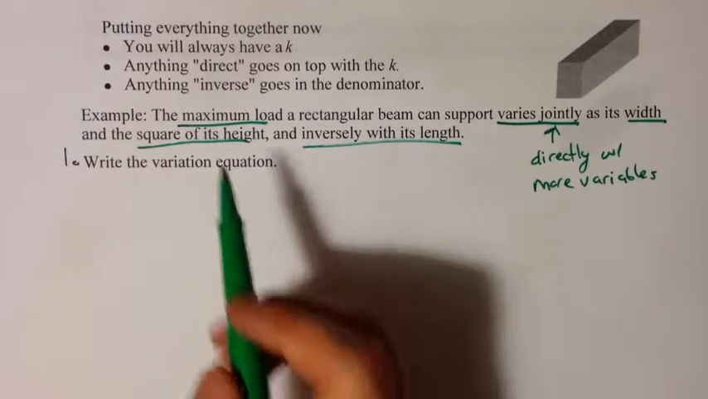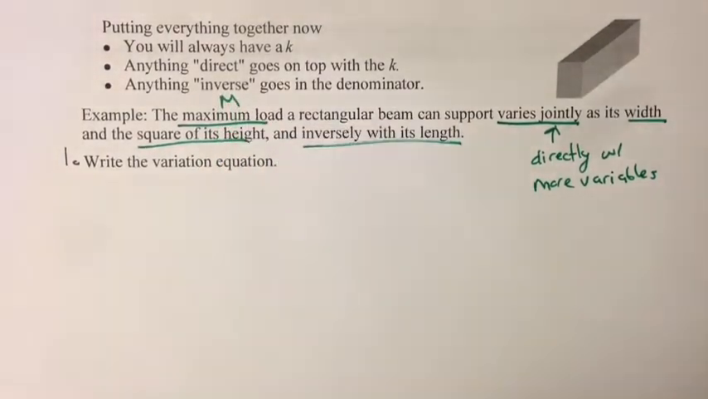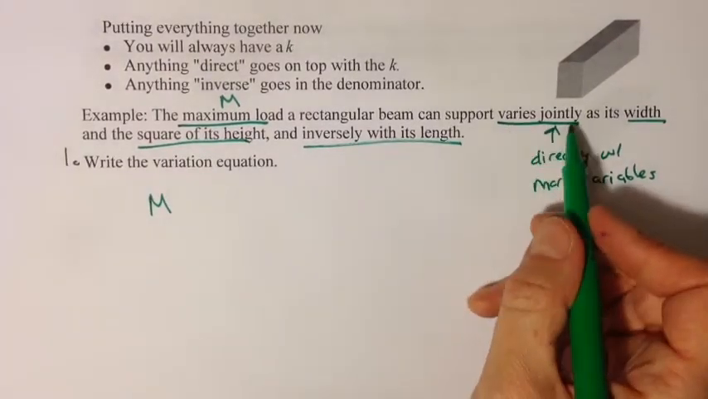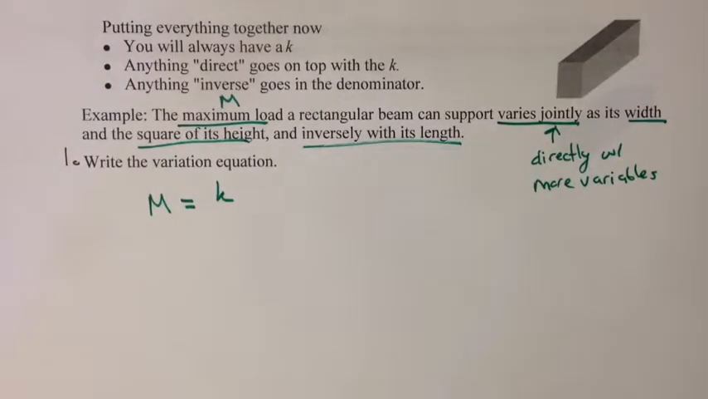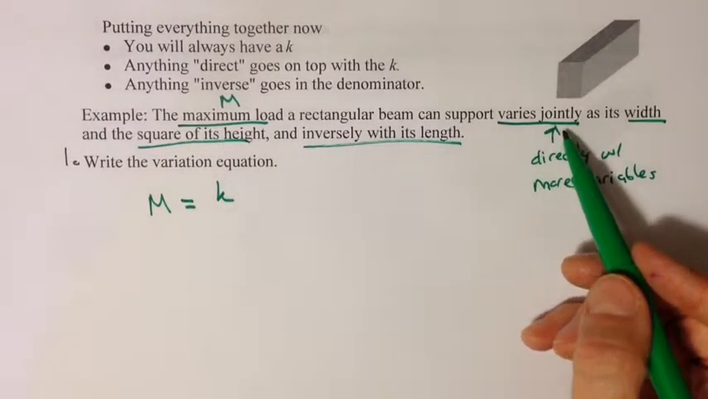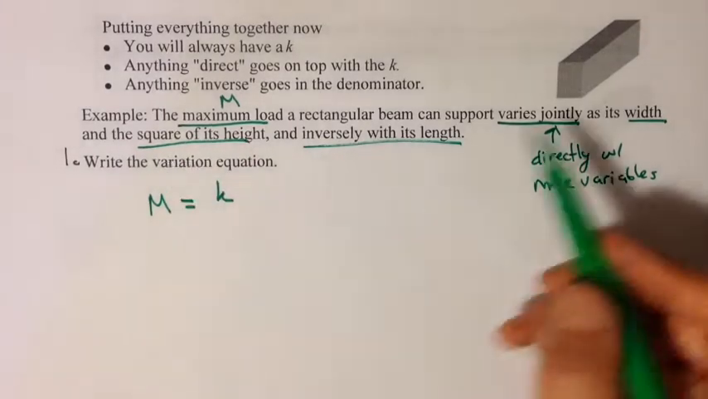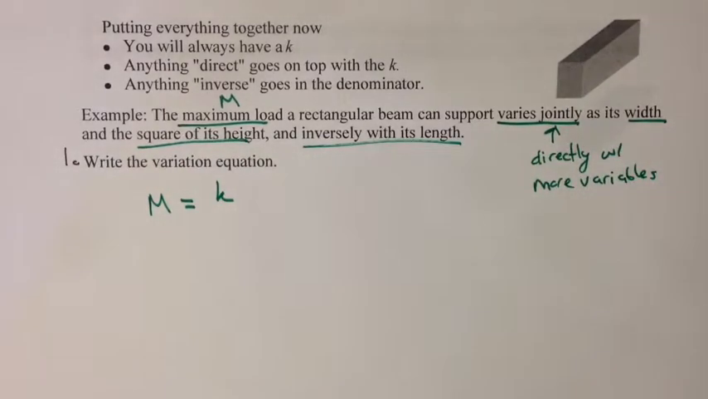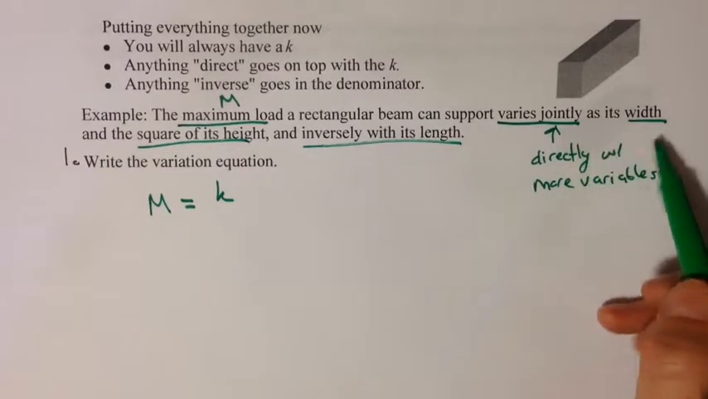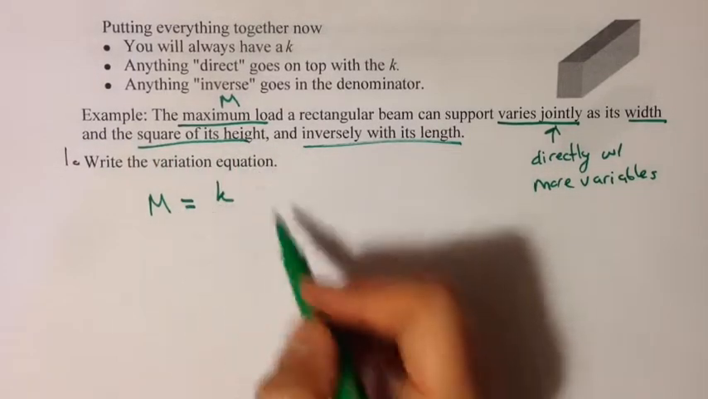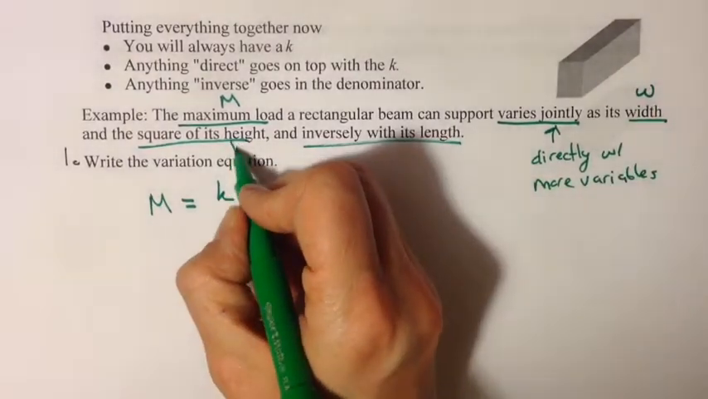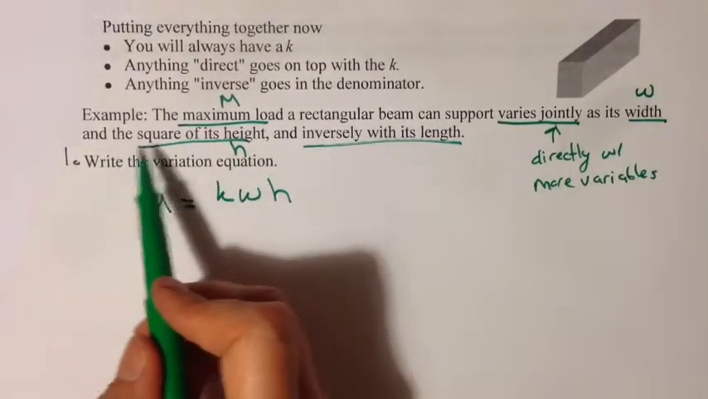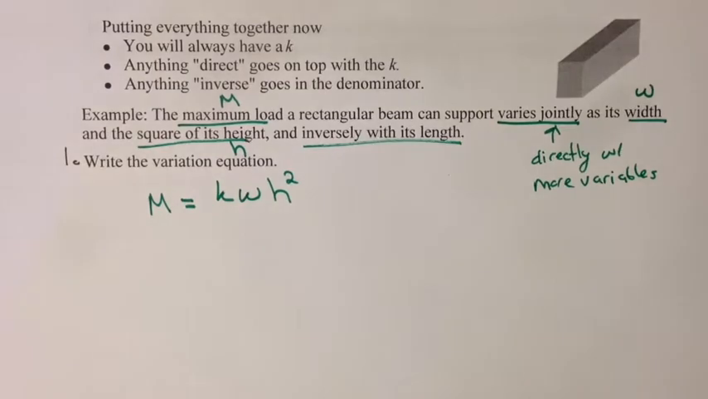Okay, we're going to tear this all apart here. Maximum load, let's call that M. The maximum load varies whatever. So that's going to be equal, and I'm going to have a K somewhere in there. It'll be in the numerator of my fraction if I end up with a fraction. The maximum load varies jointly with the width and the square of its height. Because varies jointly really means directly, but with more than one variable coming afterwards, I'm going to put the width and the square of its height up here in the numerator with the K. Width can be W, and height can go ahead and be H. Now, because this says the square of its height, I know that the height will need to be squared.